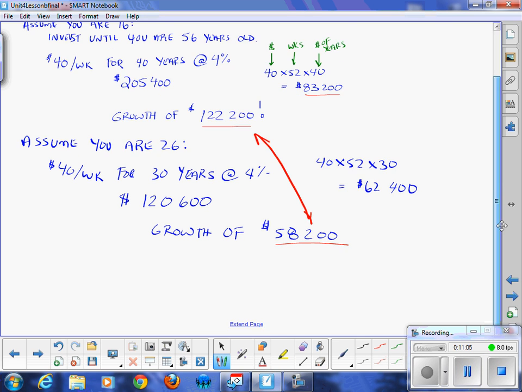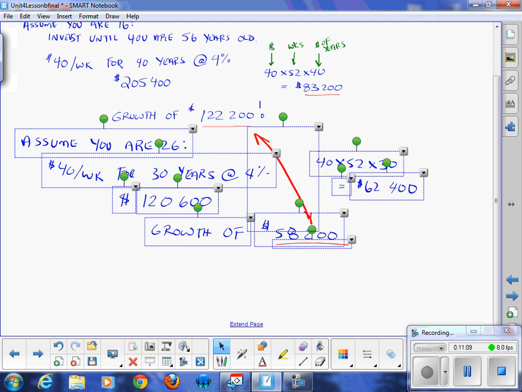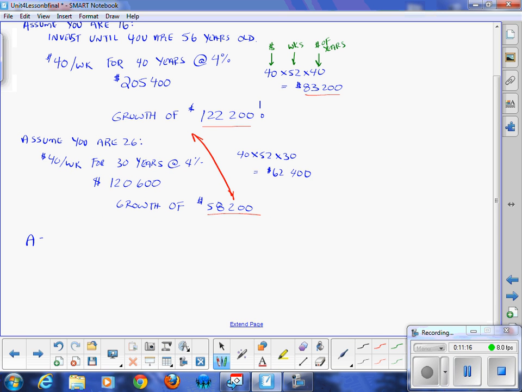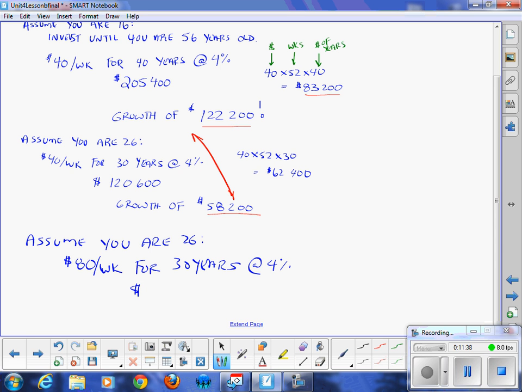And let's take it one more step. What happens when you hit 26 and you say, okay, I know I should have been investing earlier, I'll just double my investment. So same thing, assume you are 26. Now you're going to go to $80 a week because you know you're behind. You're going to try to make it up over 30 years at 4%. Using the calculator, it moves to $241,130. So you've now caught up.